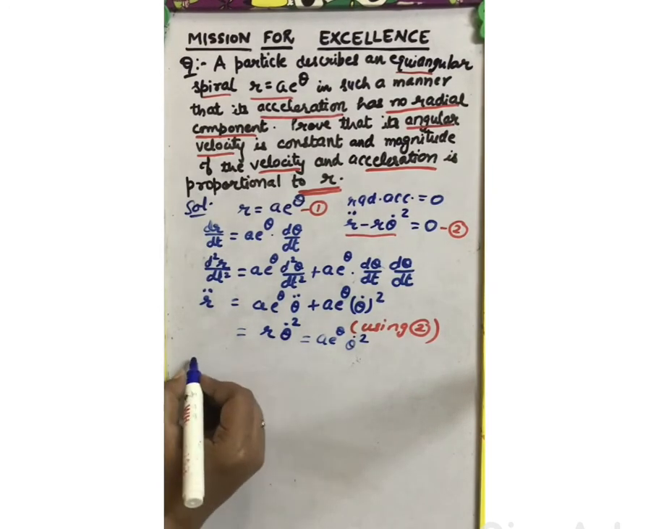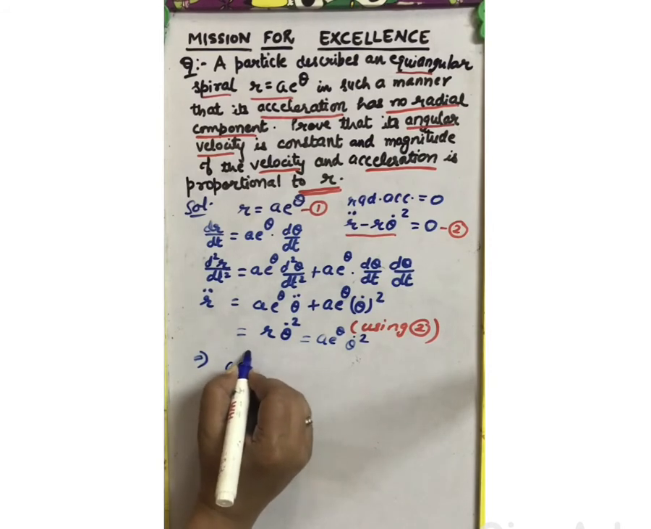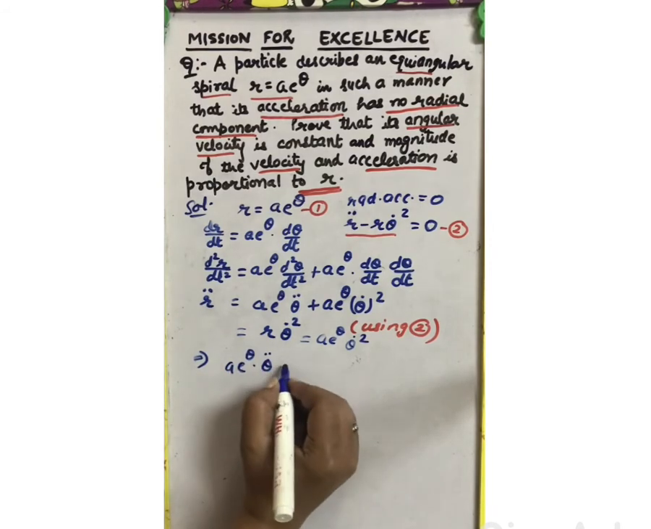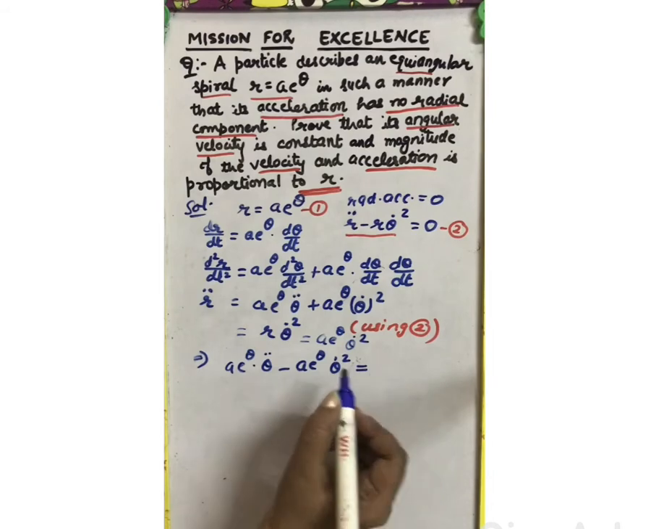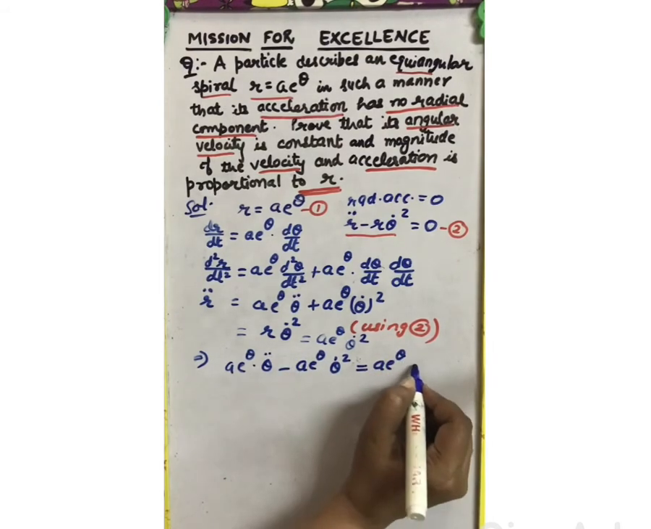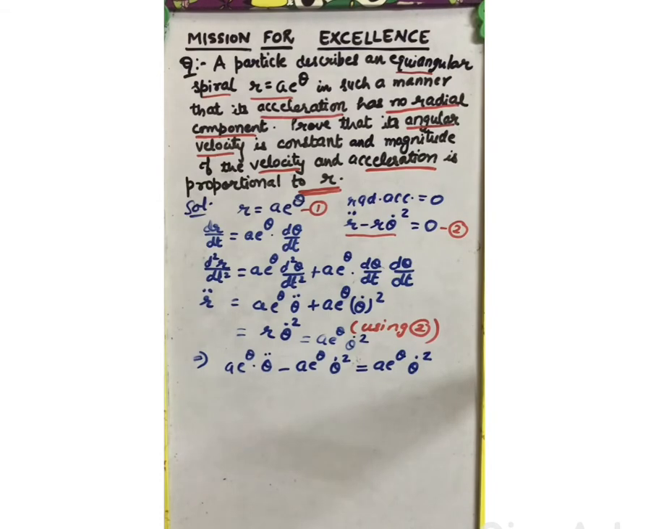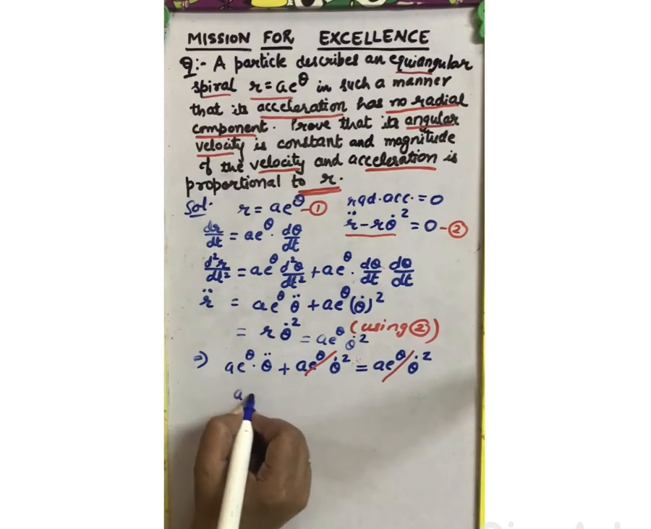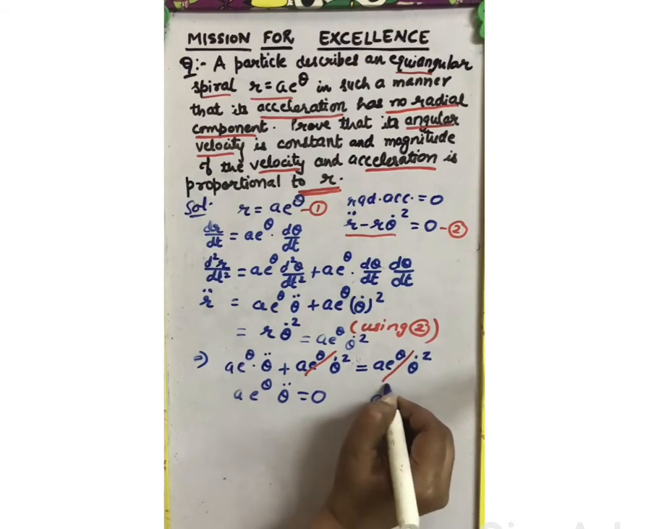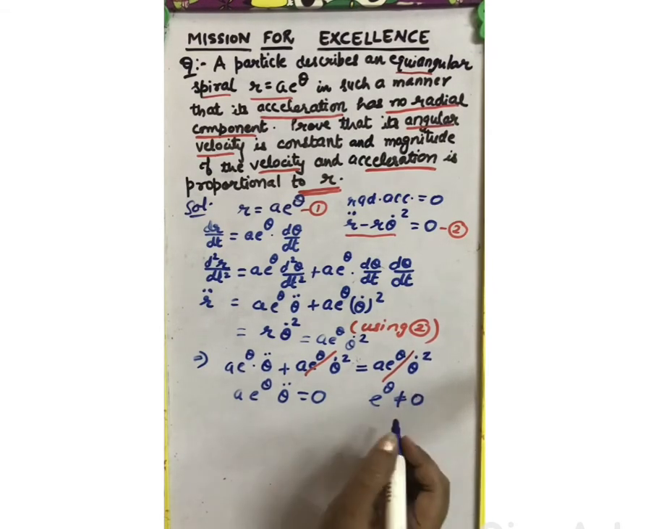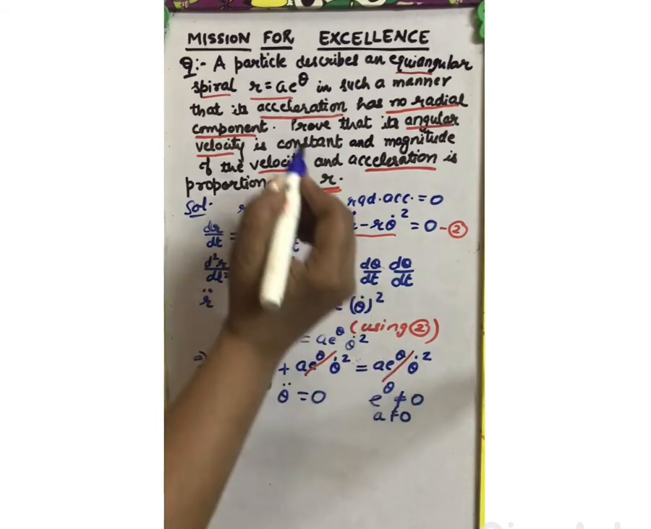So we are having this equation a e raised to power theta theta dot dot minus a e raised to power theta theta dot square equal to a e raised to power theta theta dot square. So now these terms, this is plus, so these terms are cancelled. A e raised to power theta theta dot square, these are cancelled. So we are left with a e raised to power theta into theta dot dot equal to 0. As we know, e raised to power theta can't be 0 and a is also not equal to 0, otherwise r will become 0.